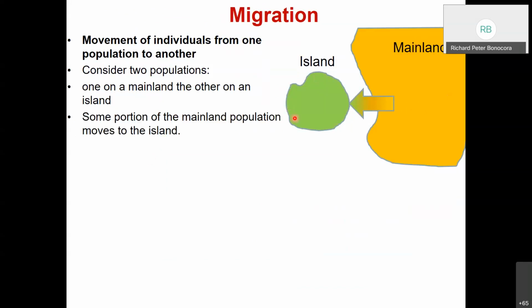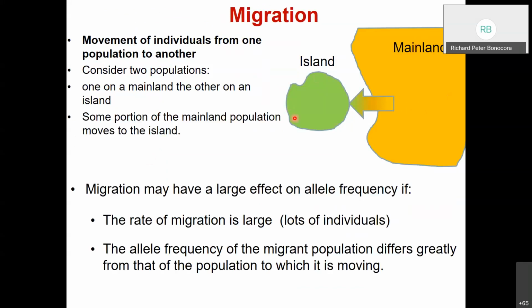This is going to change the allele frequency. And the degree that it can change depends on a couple of things. It depends on the rate of migration. So if there are a lot of individuals from the mainland moving to the island, well, now they're contributing a whole bunch of alleles to the island population, and that can really have a huge effect on the allelic frequency. If only a few individuals move, it may not have that big of an effect.